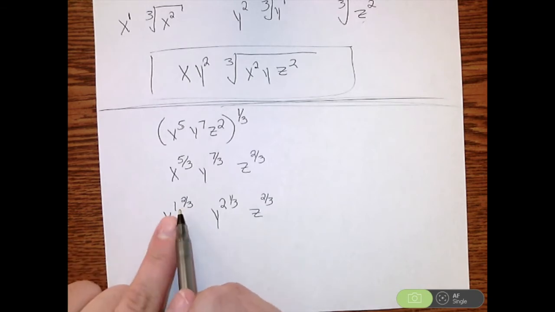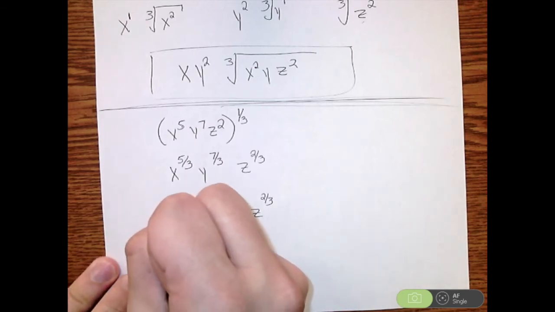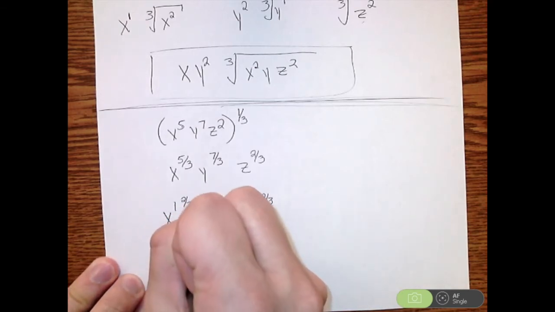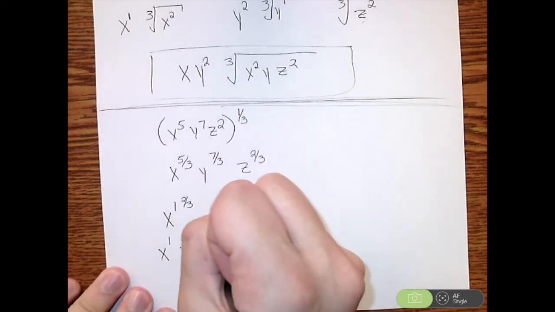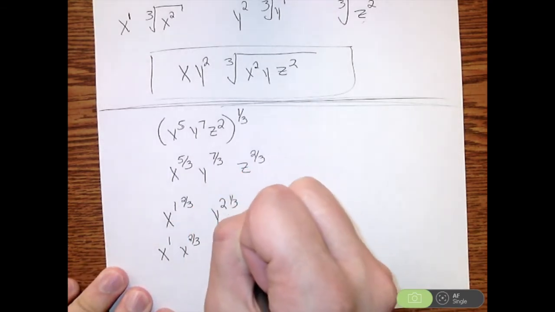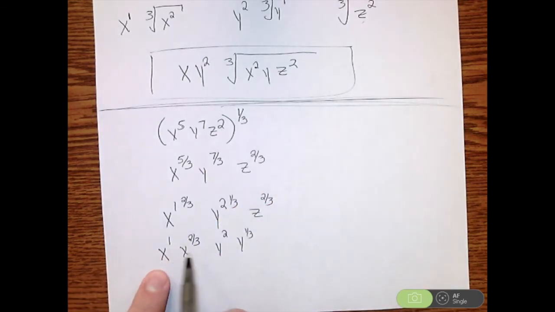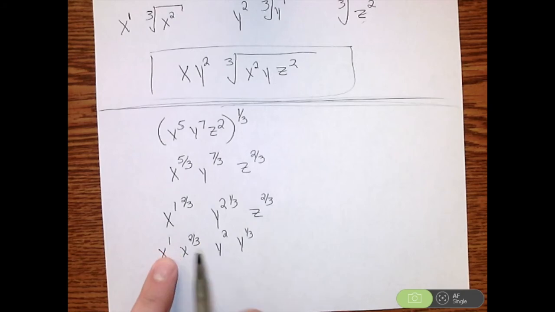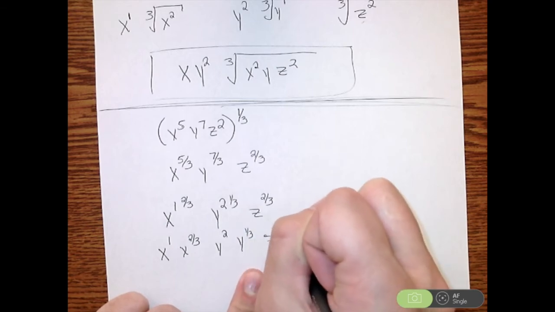Next, I'm going to separate the fraction from my whole number. Again, using properties of exponents, we have x to the first and x to the 2/3 power, y squared and y to the 1/3 power. Remember, if I want to combine these two, I take 1 plus 2/3, and 1 plus 2/3 is 1 and 2/3. That's why I can do this. And then I have a z to the 2/3 power.